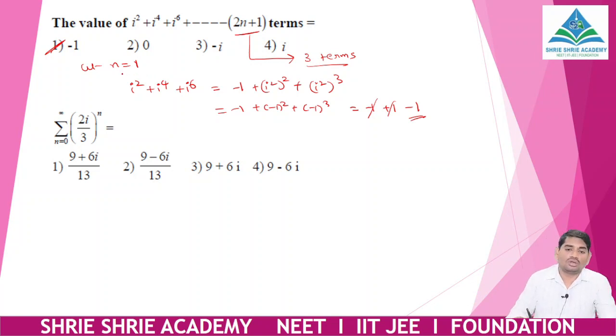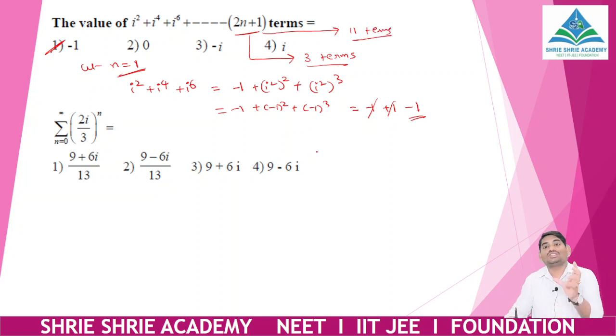Why can we substitute n equal to 1? Not only 1, you can substitute any positive integer. If we substitute n value as 5, 2 into 5 is 10, 10 plus 1 we get 11 terms, which means you need to add the first 11 terms. Or if you substitute 10, 21 terms, the sum of the first 21 terms. Or if you substitute 4, you need to add the first 4 terms. So we get the same answer. Whatever positive integer you substitute for n, we get the same answer, minus 1.